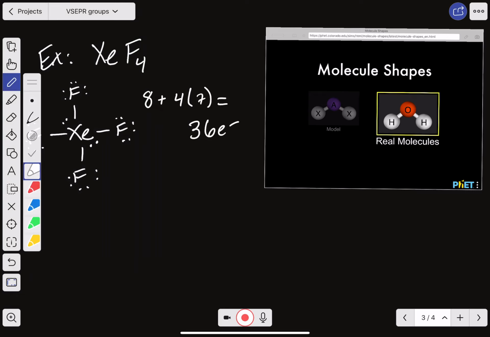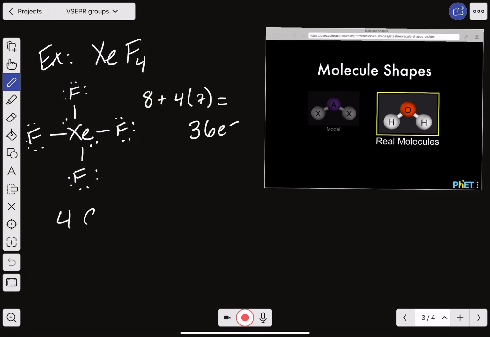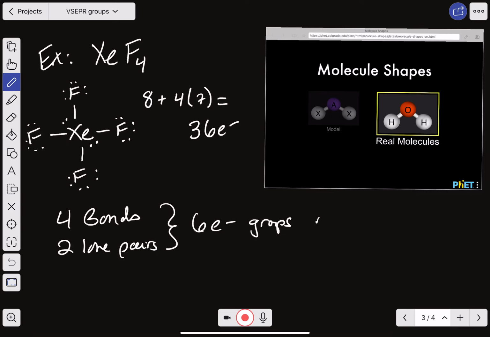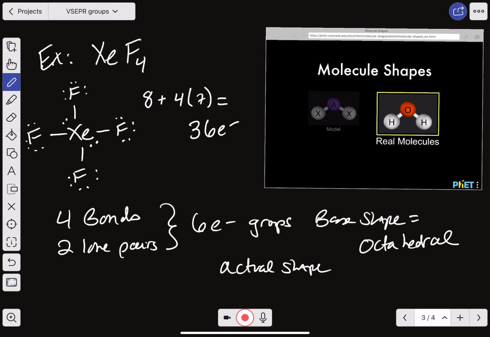So I have 4 bonds around the central atom, right? 2 lone pairs, right? So this is a total of 6 electron groups. So my base shape, they call it the electron geometry in the PhET simulation, is going to be an octahedron. So octahedral base shape. And now I have to figure out the actual shape. Okay, so I'm going to go ahead and do that work on the next slide.